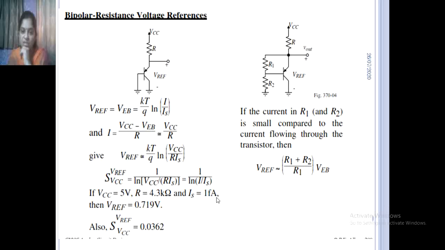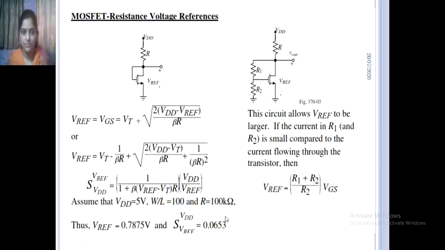So let us take the next equation, where an R1 and R2 voltage divider network is connected to the biasing circuit. If the current in R1 and R2 is small compared to the current flowing through the transistor, then V reference is equal to R1 plus R2 divided by R1, times VEB.